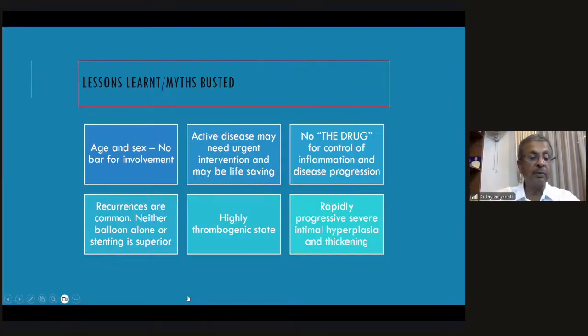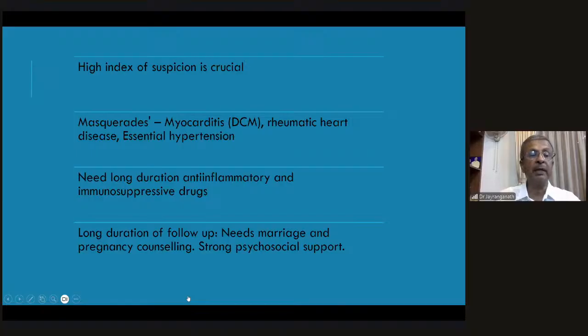Recurrences are common, and neither balloon nor stenting is superior. It is a highly thrombogenic state, especially in the active phase. Please do not forget it. Look for clots, in the abdominal aorta, LV, everywhere. There is rapidly progressive, severe intimal hyperplasia and thickening. This is one of the problems. A high index of suspicion is very crucial.